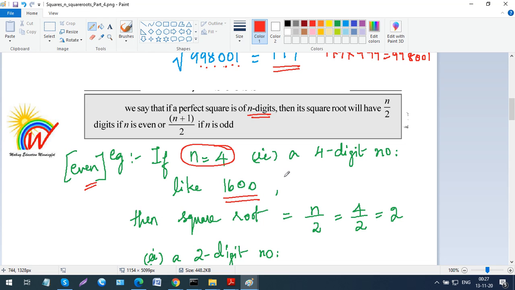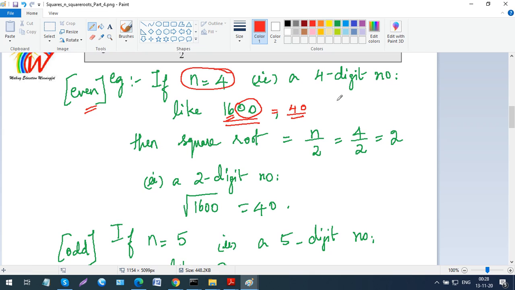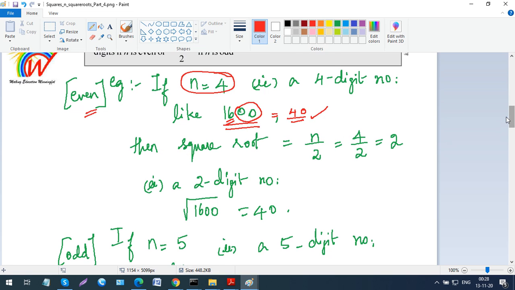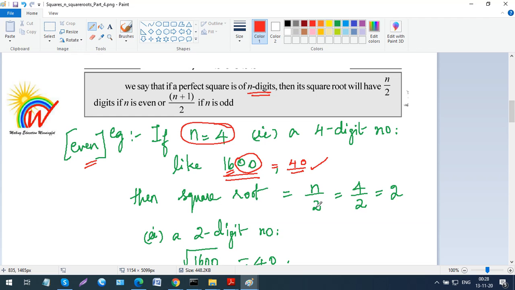This particular number's square root: we know that the square root of 16 is 4, and the two zeros turn out to be half, so 1 zero. So it's 40. But then how do you find how many digits there are? From here, we know that it's a 2-digit number. So we will use a formula here. The square root will have n by 2 digits. So if n is an even number, if there is a 4-digit number or a 6-digit number or an 8-digit number, then the number of digits in the square root will be n by 2.